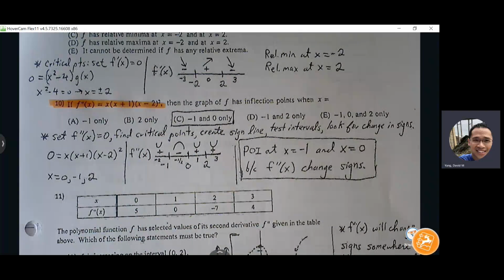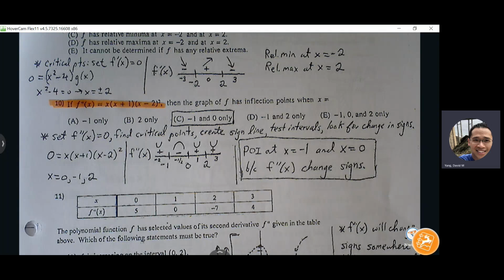Number 10 says, given the second derivative function, find the points of inflection. Well, we know points of inflection are where we set the second derivative equal to zero. That's pretty easy. This is already the second derivative. If I set each portion equal to zero, I get zero, negative one, and two. But here's where we have to be careful: zero, negative one, and two are just critical points. We haven't confirmed that these are points of inflection yet. We have to go to a sign line, test each subinterval, and make sure there's a change in sign. Only if there's a change in sign can that critical point turn into a point of inflection.